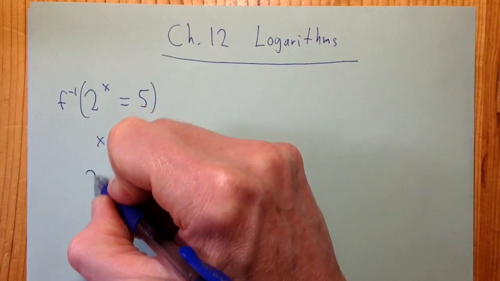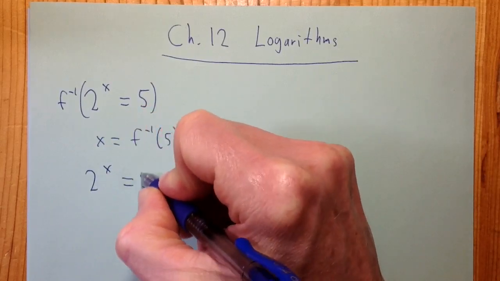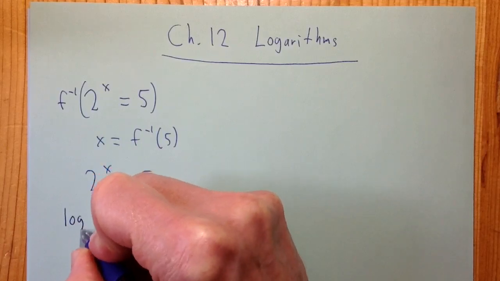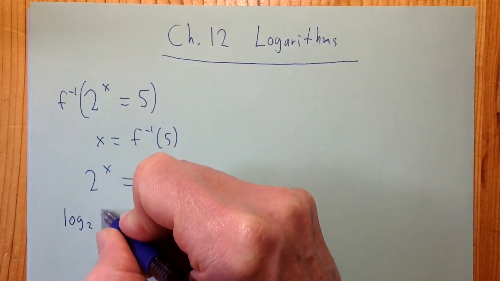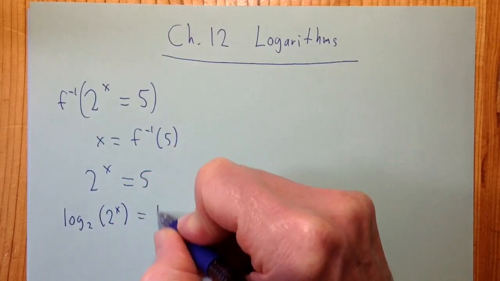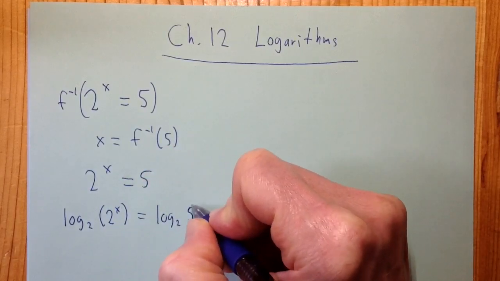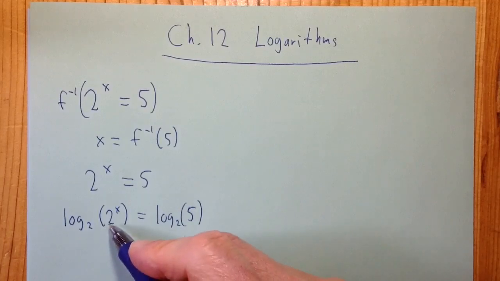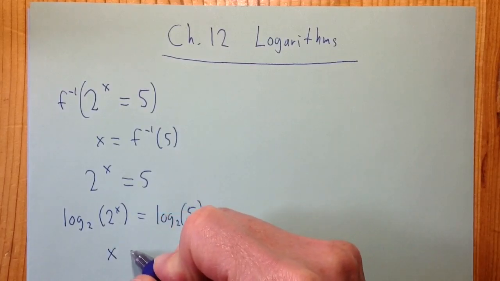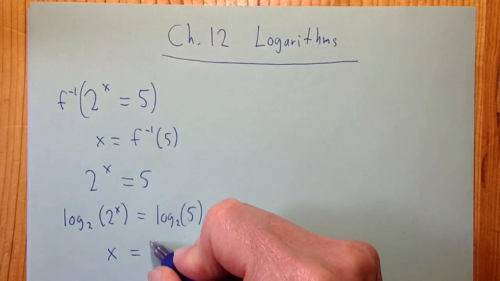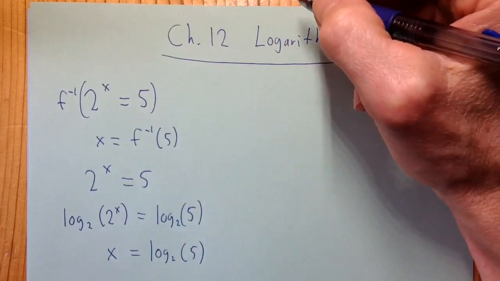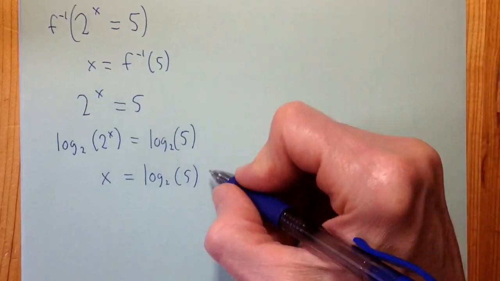Going back to our example, 2 to the x is equal to 5. This is a base of 2. So if we take the log base 2 of both sides, log base 2 of 2 to the x equals log base 2 of 5. Log base 2 cancels out the 2, and we're just left with x, because that's what inverse functions do. So x is equal to log base 2 of 5. And you plug that into your calculator and you get the answer.